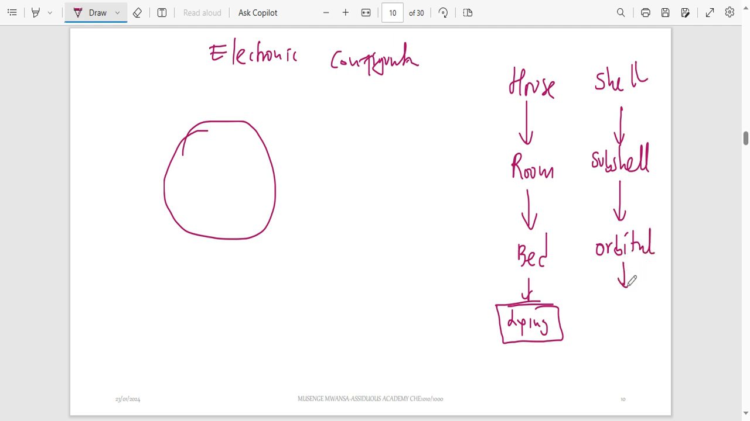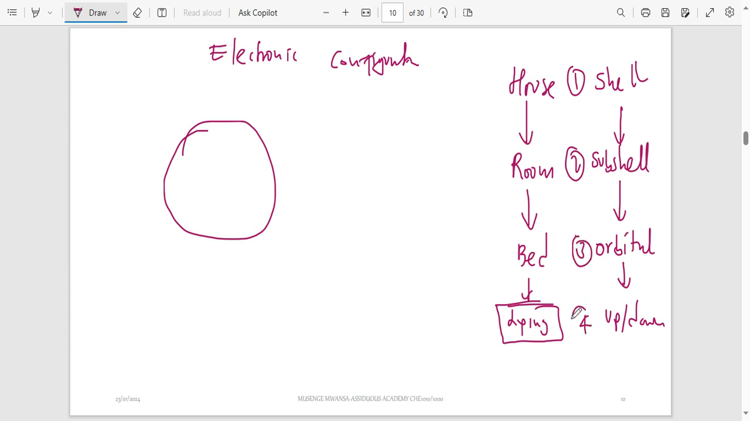Okay, it is in an orbital. What is the orientation? It can either face the upward direction or the downward direction, up or down. So all these four things I've written here are known as quantum numbers.